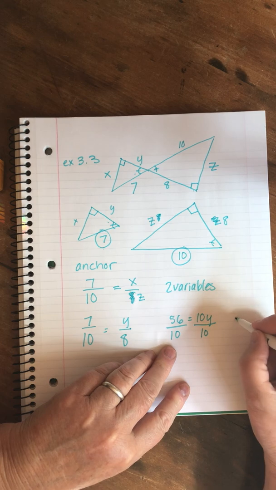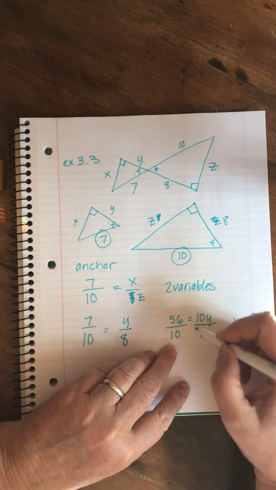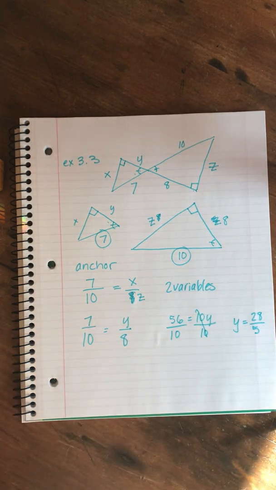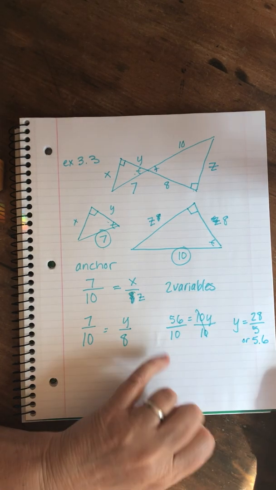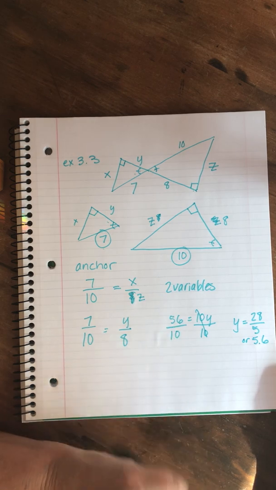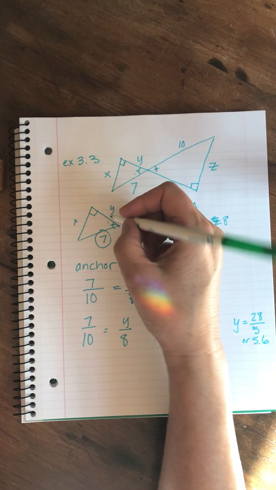So this I'm going to reduce to y equals, it's what, 28 over 5. I just reduced that fraction in my head. That cancels. All right? Y equals 28 over 5 or 5.6, right? If we just decimalize that. Okay, now I've got my value for y.